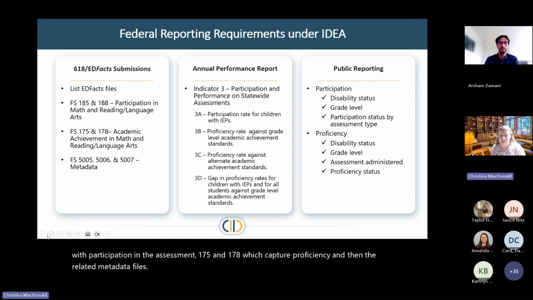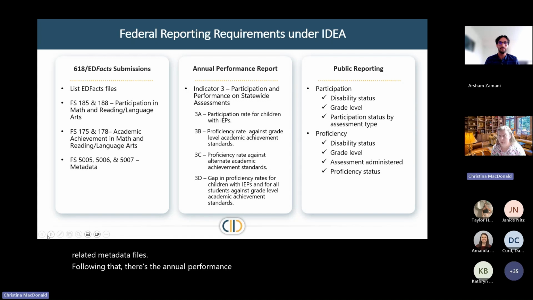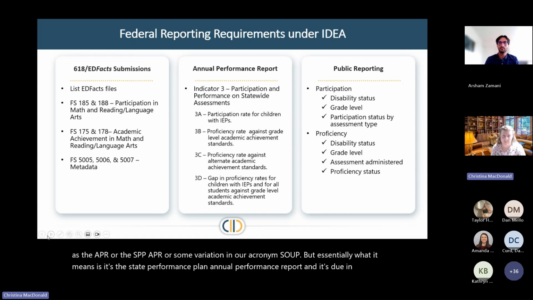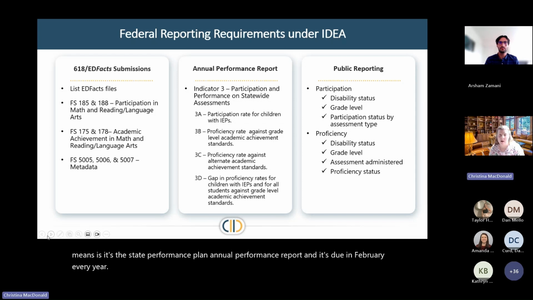Following that, there's the annual performance report, which you may have heard referred to as the APR or the SPP APR or some variation in our acronym soup. But essentially what it means is it's the State Performance Plan Annual Performance Report, and it's due in February every year. Within the APR, there's an indicator specific to assessment.